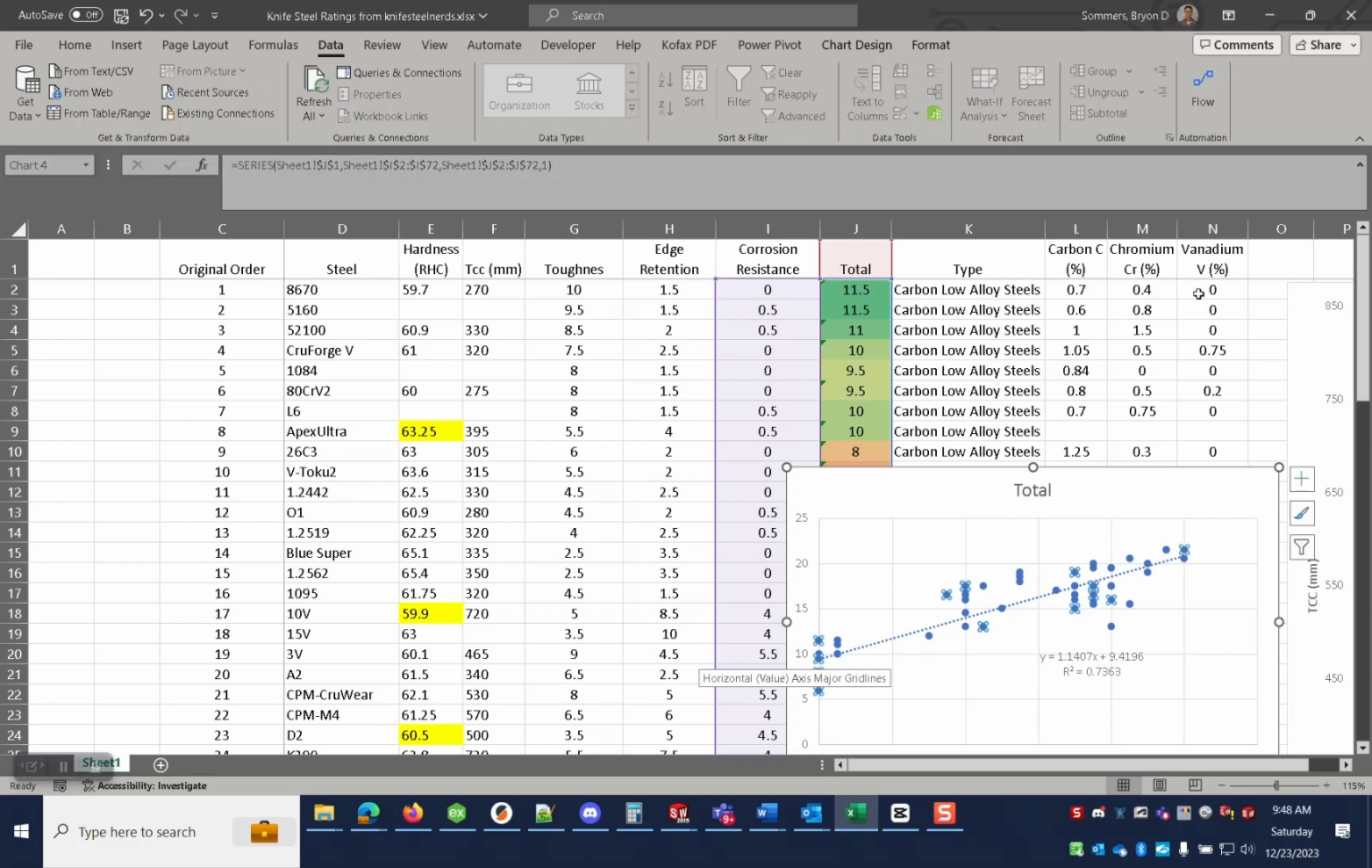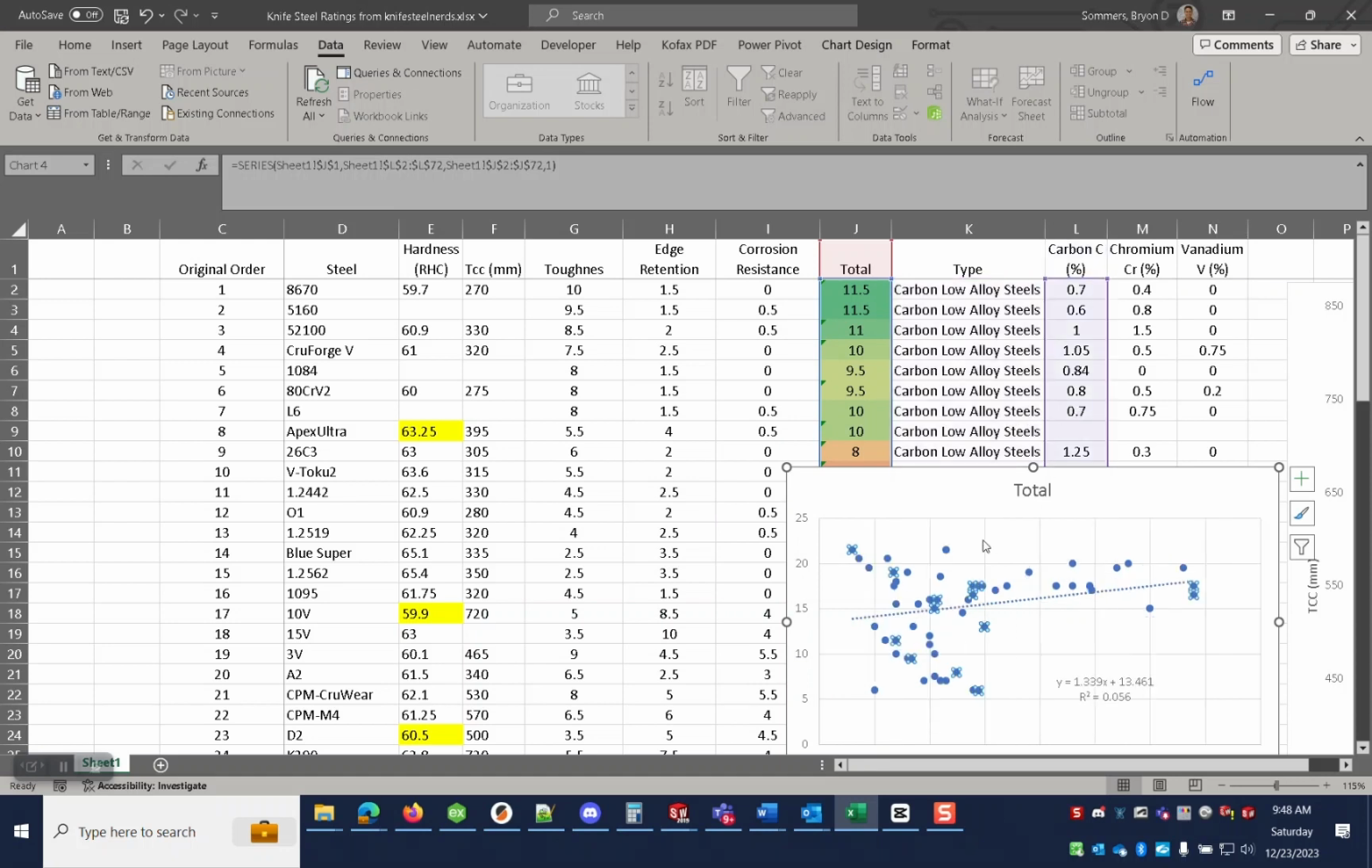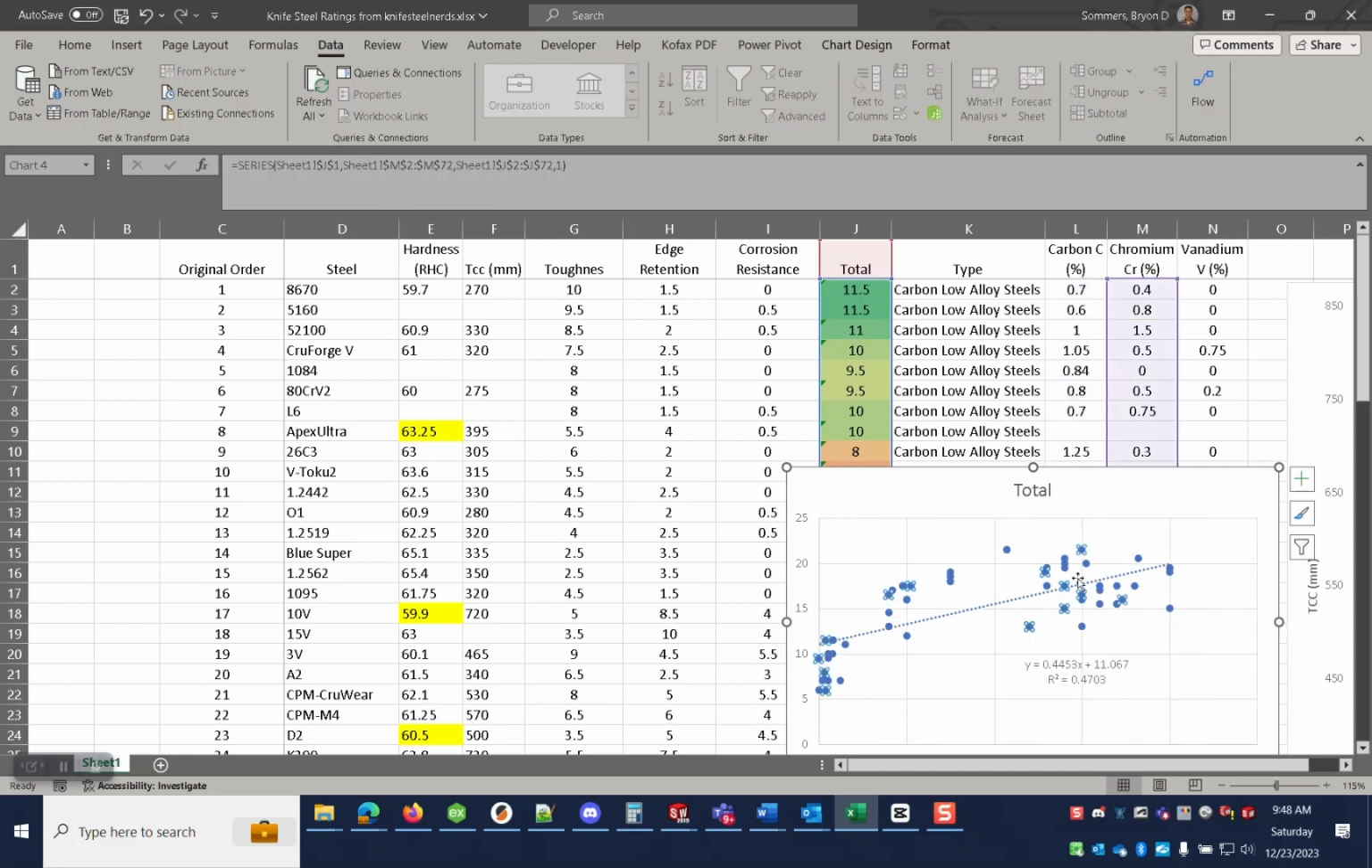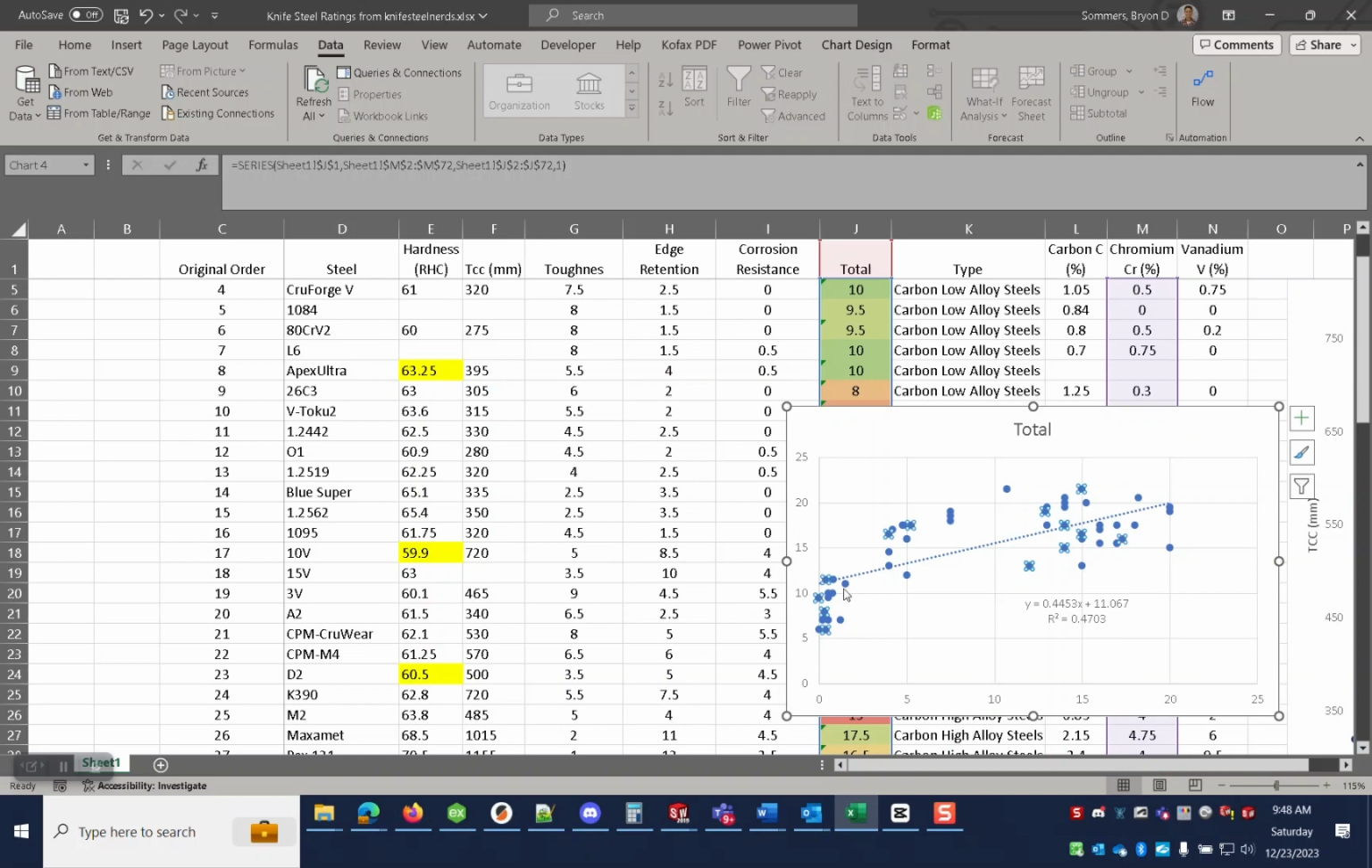And I also have the carbon, chromium, and vanadium content over here. Let's just drag this over and see if there's a relationship between any of these. So total ranking versus carbon content. No, not really. It's a flat line, basically a 0 R squared, no real relationship there. Chromium, yeah, a pretty good relationship. Almost a 50% R squared, 0.5, 0.47. We see a positive relationship.